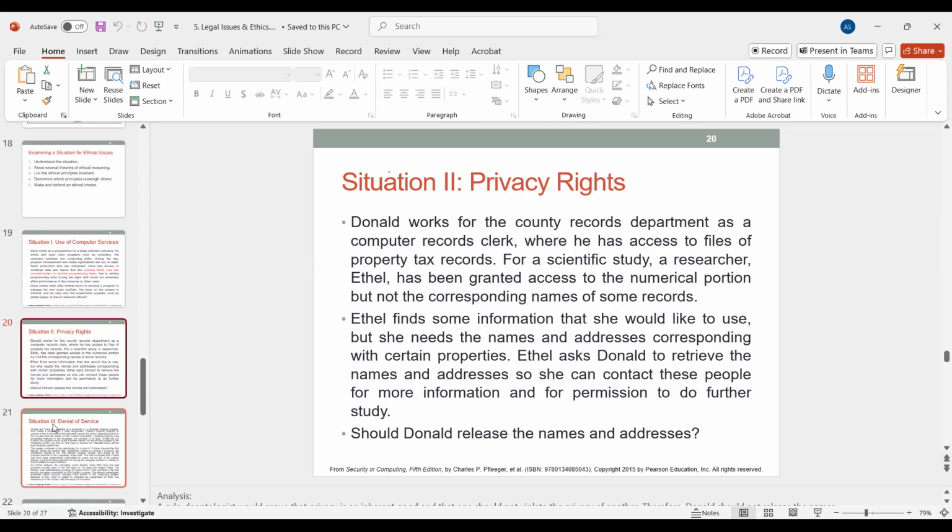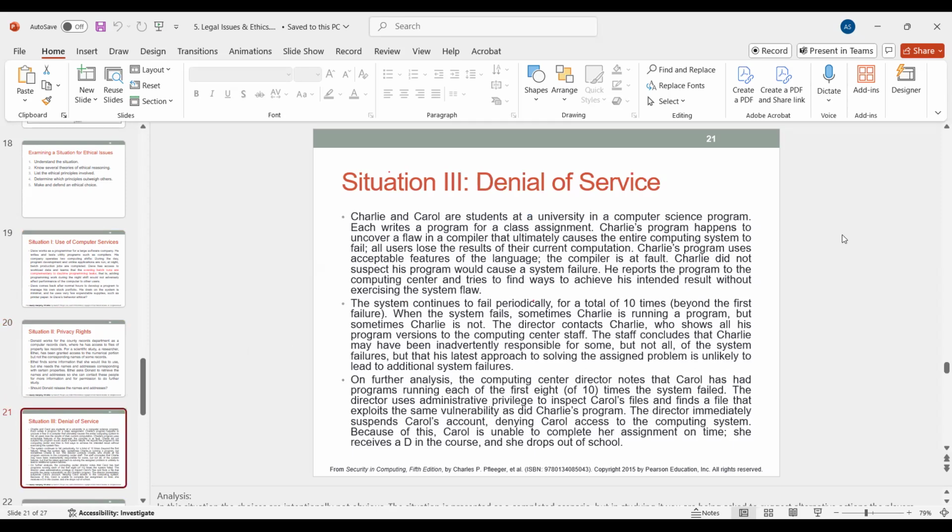The next one. Okay, this one, scenario 3. Just read about it and tell me.